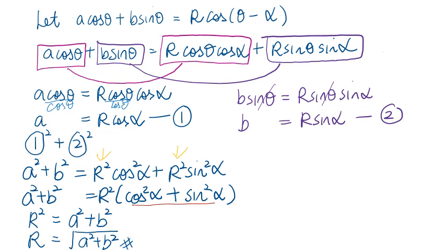So in other words, if I know the values for a and I know the values for b, I just plug in inside here, I'll be able to find the value for r.